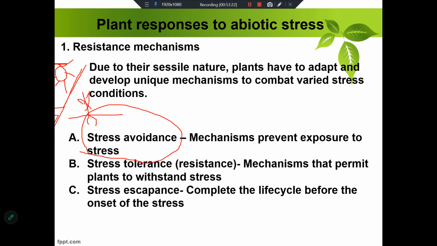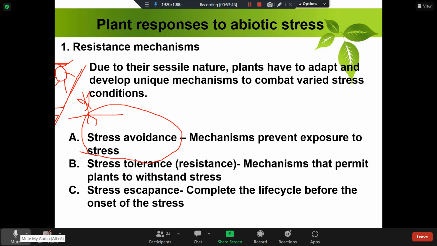Now if you have understood what is stress avoidance, stress tolerance, and stress escapance, can you give me some examples? Stress avoidance. Give me an example for stress avoidance. Mechanisms prevent exposure to the stress. Just give me one example.